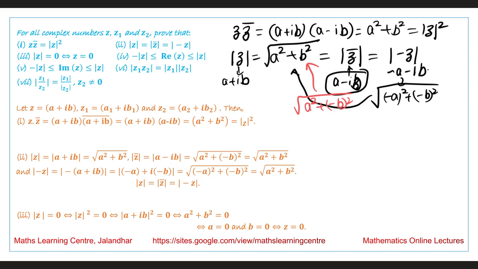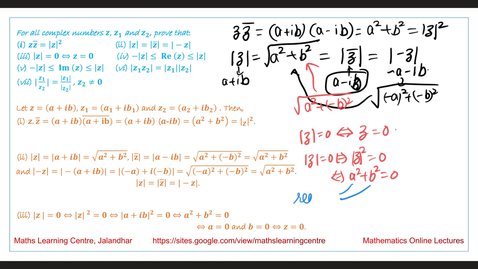The next part we have to prove is, it is given that mod z is equal to 0 implies and is implied by z is equal to 0. If we write mod z is equal to 0, this implies that mod of z square is equal to 0. This implies that a square plus b square is equal to 0.